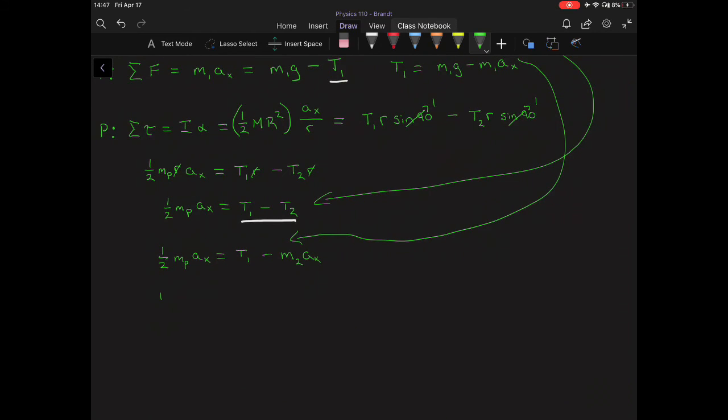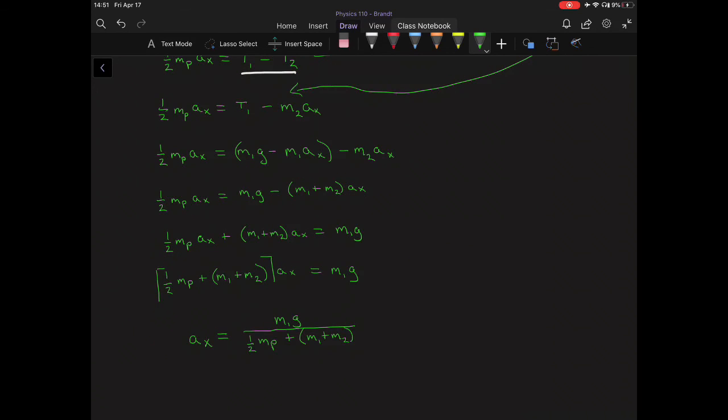So if we do that again, we have 1/2 the mass of the pulley times the acceleration in the x direction, and it's going to be equal to M1G minus M1A, all minus M2 a_x. So once we have walked through all of that algebra, we can now plug in our values for our variables to actually solve for what our acceleration is.